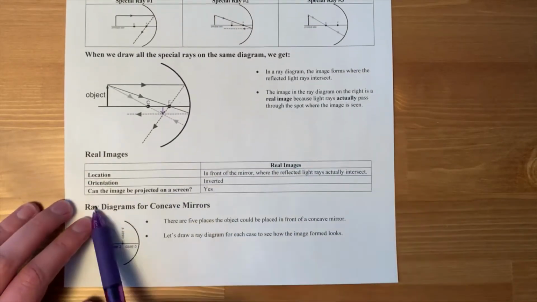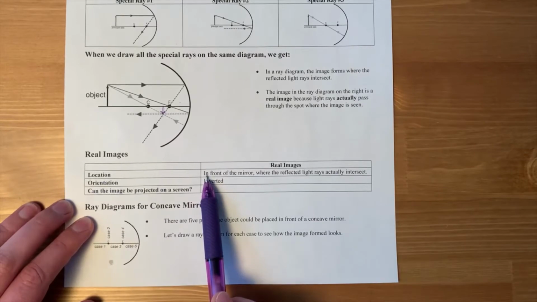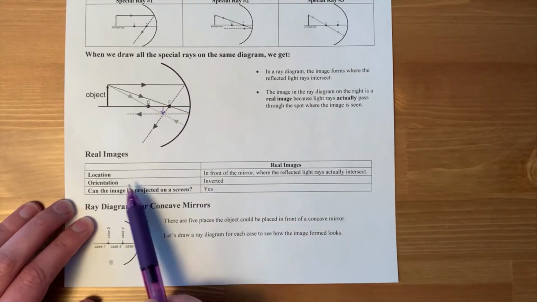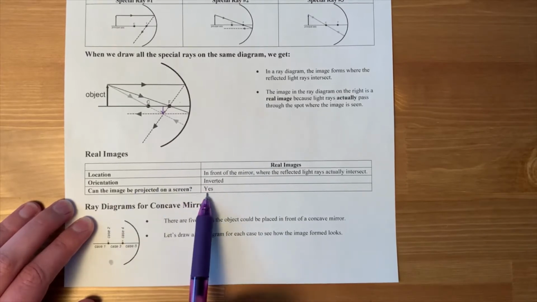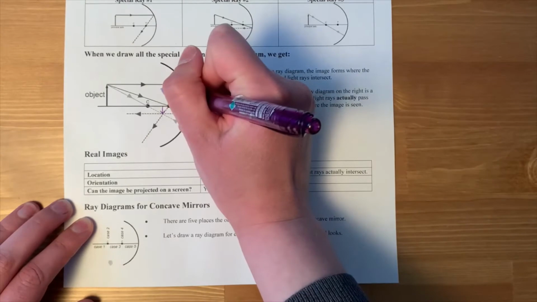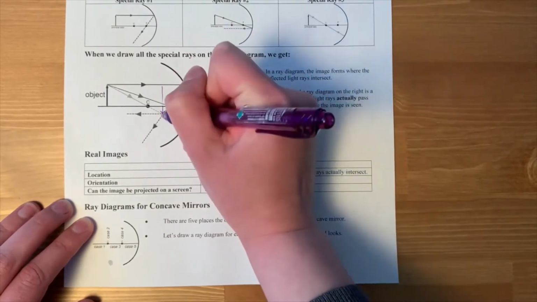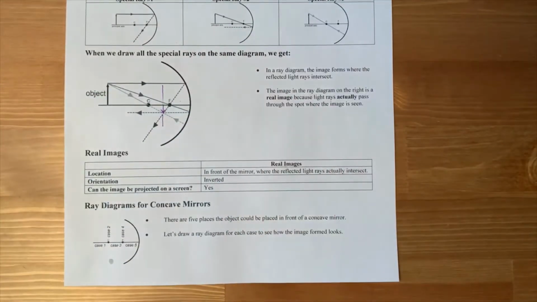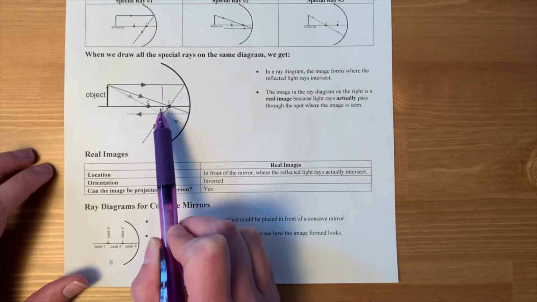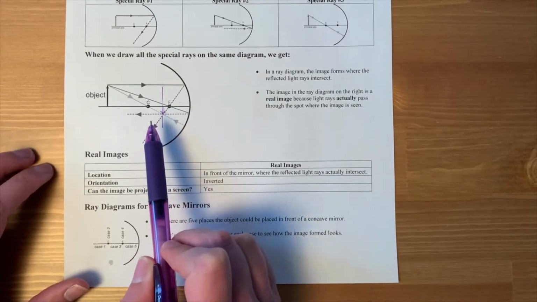So real images always form in front of the mirror, which is the shiny side of the mirror. They're always inverted. And can they be projected on a screen? Yes, they can. That's because if you took a screen and you put a screen right here, the screen could just be a piece of paper or an index card or something. If you actually looked on that index card, you would see an image forming on it.